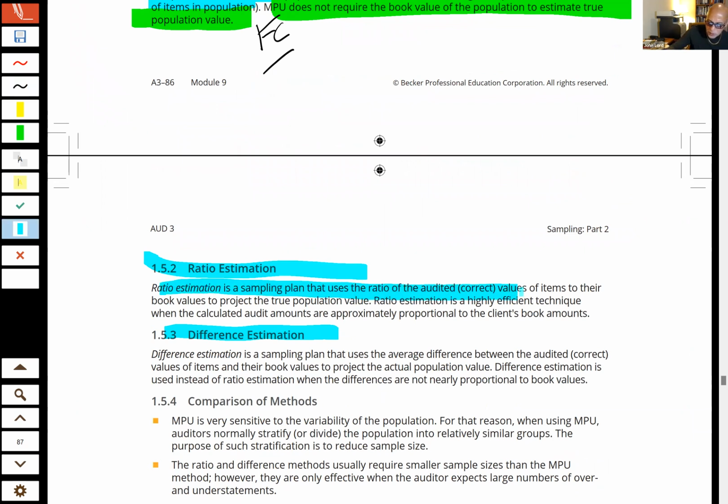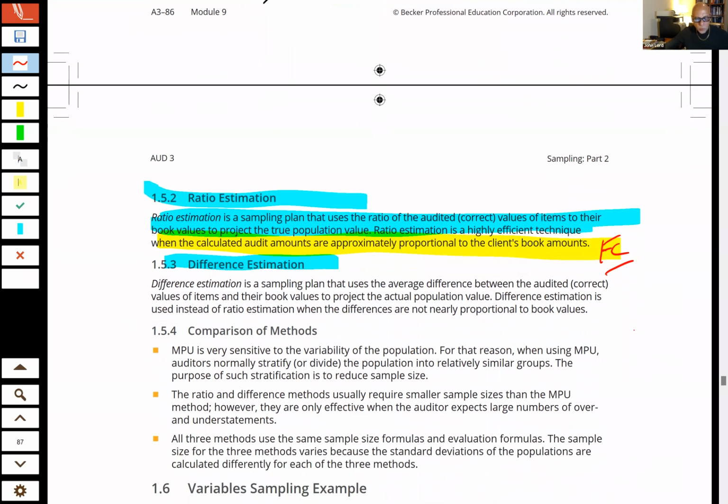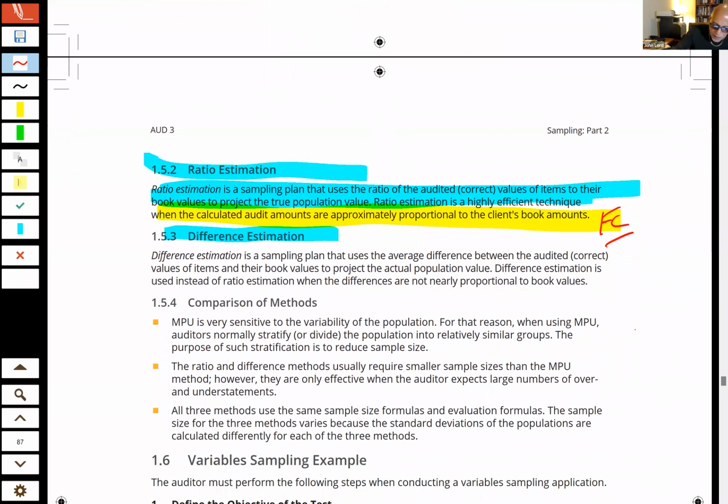Okay, that is different than what we do with ratio estimation. With ratio estimation, we use that when the book value is pretty close to the audited values. So if that's the case, then our audited amounts are approximately proportionate to the client's book amounts. And you can flashcard that. The auditor determines that the audited value is the correct value. And if we're pretty close, then in order to come up with this point estimate, we will use ratio estimation. Difference estimation is used when the audited to book values are not nearly proportionate.